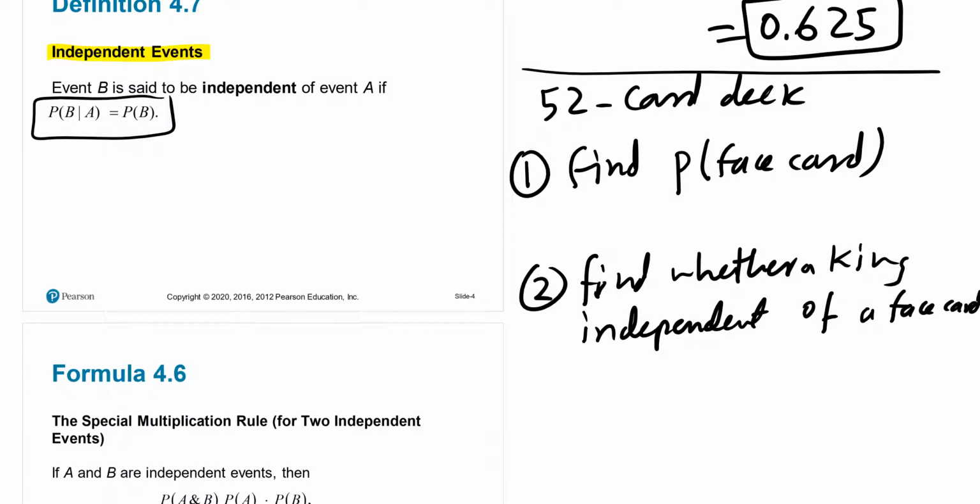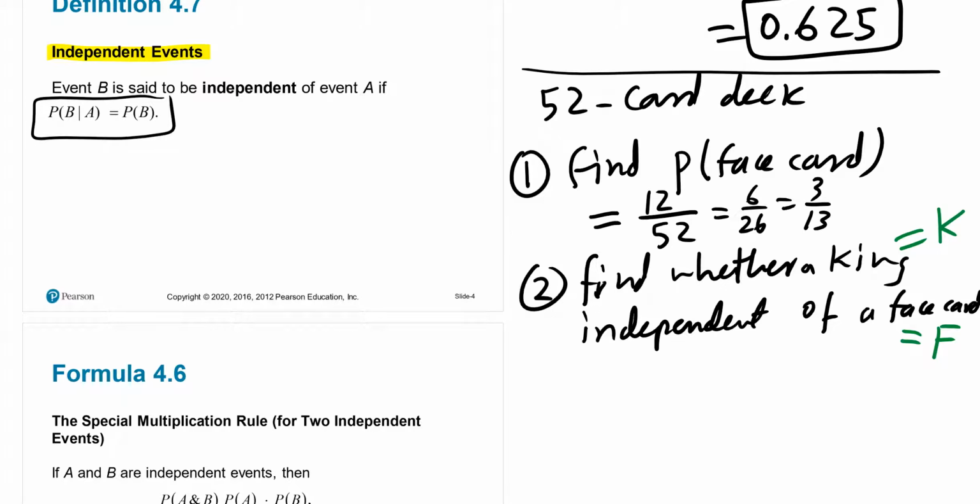Let's see. To do that, we need to check. Let's assume the king is K and this is F for face. So to check, for the first one, the face card, how many face cards are there in a standard deck of cards? How many face cards do we have? We have 12, right? 12 over the total, 52. If you start reducing, by 2, 6 over 26, by 2 again, 3 over 13. And you can convert that to decimal if you like.